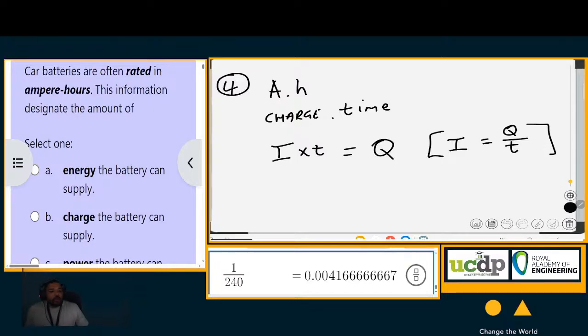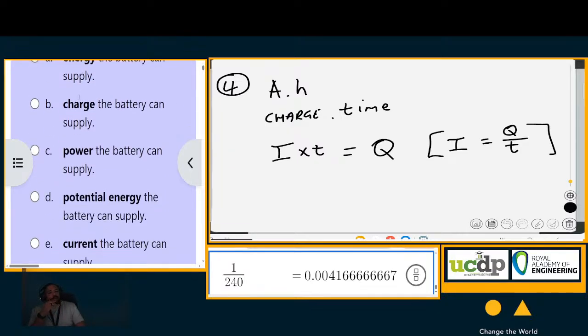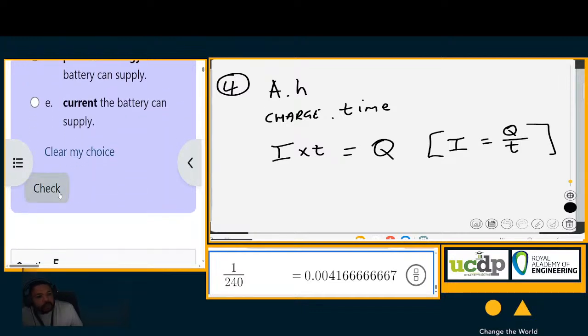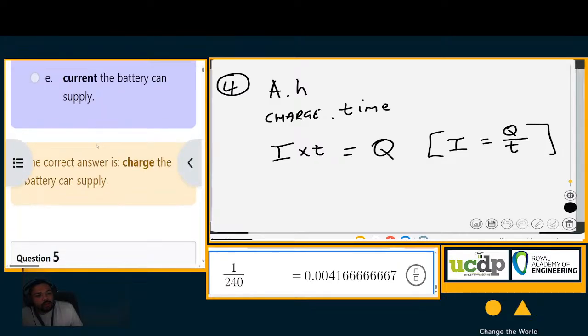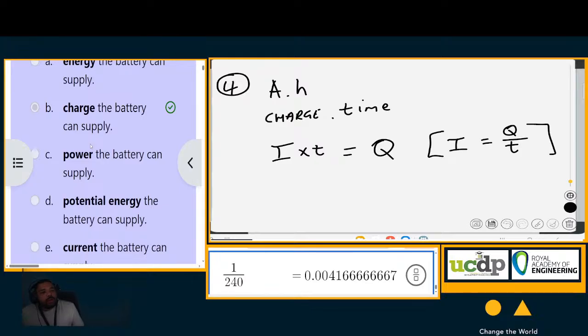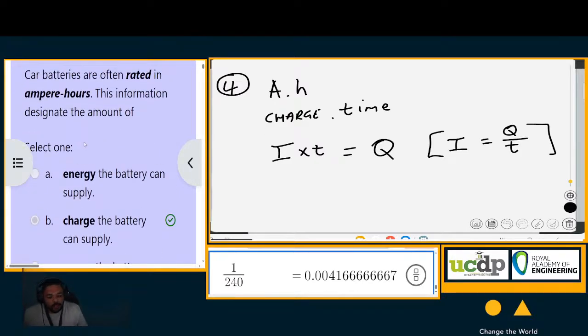So, this is a unit of charge. Ampere hours is actually a unit of charge. That is what I am saying. You can actually work out how many coulombs it is. I will show you now, but we know it is a unit of charge. So let's check. Ampere hours, a unit of charge. The correct answer is charge the battery can supply. So the ampere hours is the amount of charge the battery can supply.